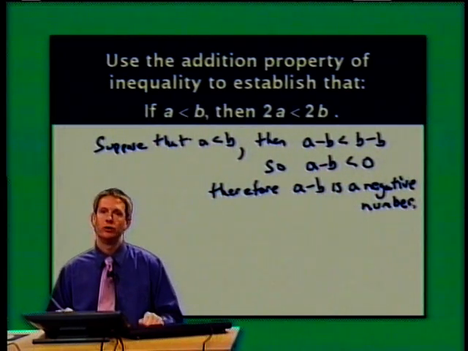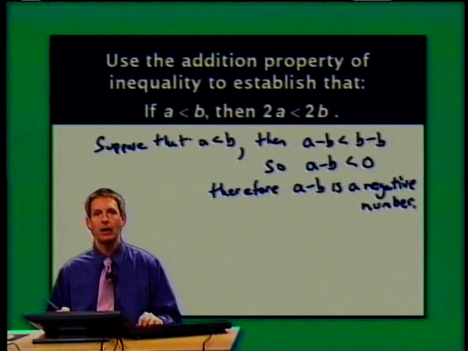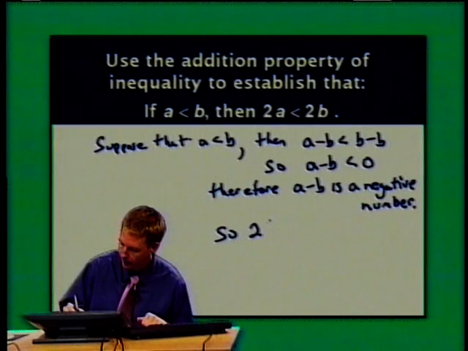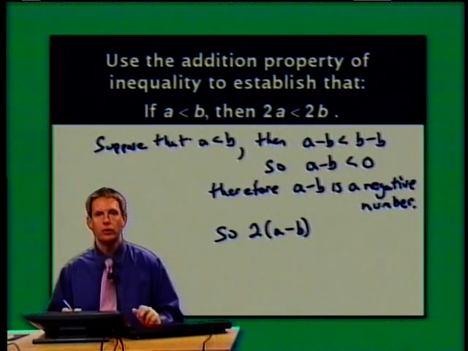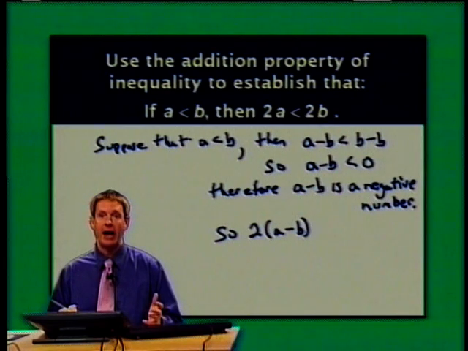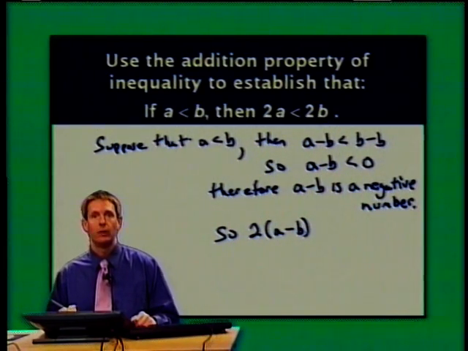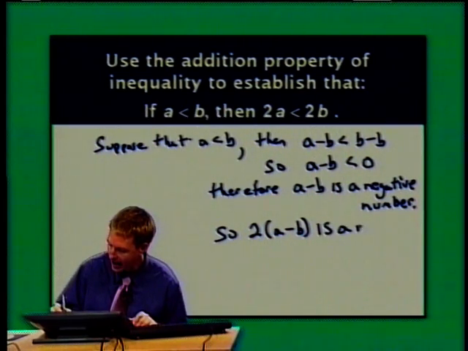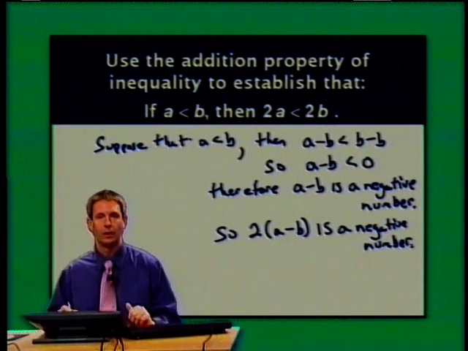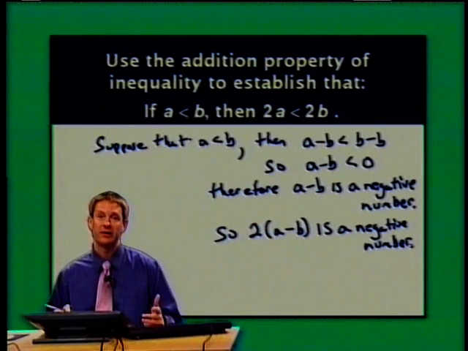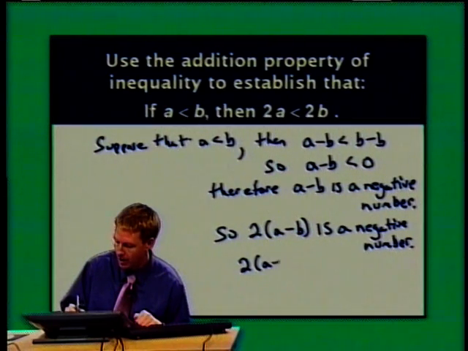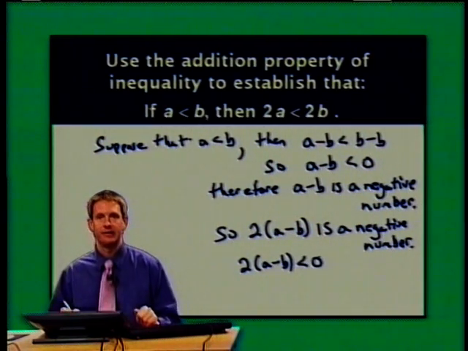So now what I'm going to do is take this negative number and multiply it by positive 2. 2 is a positive number. a minus b is a negative number. When you multiply a positive number by a negative number, the result is a negative number. With inequality symbols, we can describe the fact that 2 times a minus b is a negative number by writing 2 times (a minus b) is less than 0.